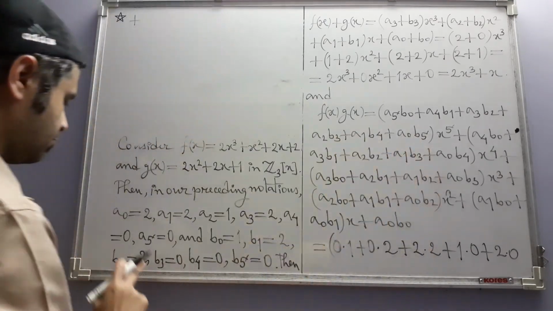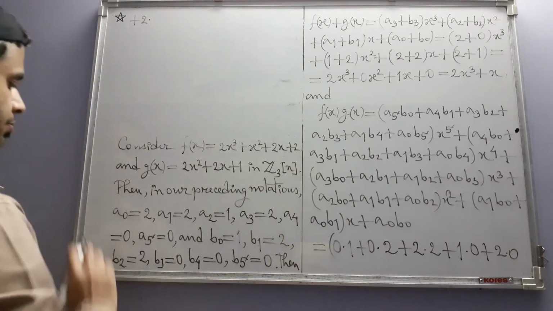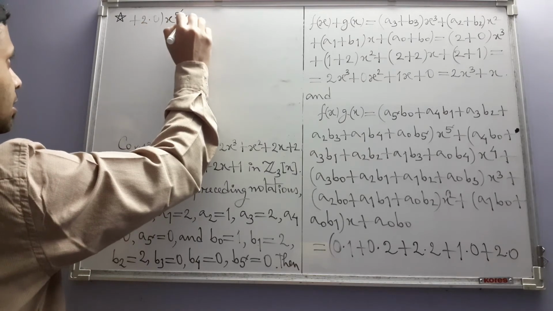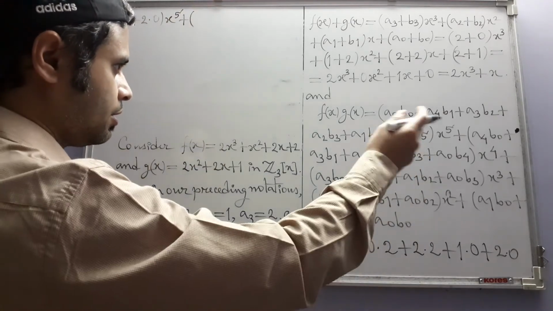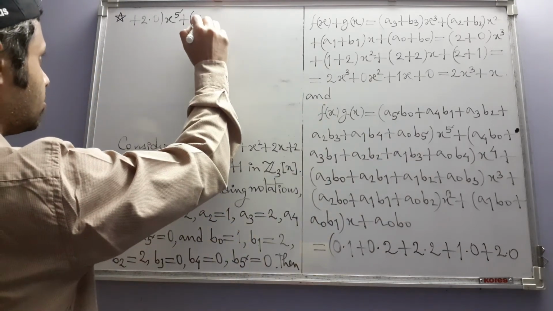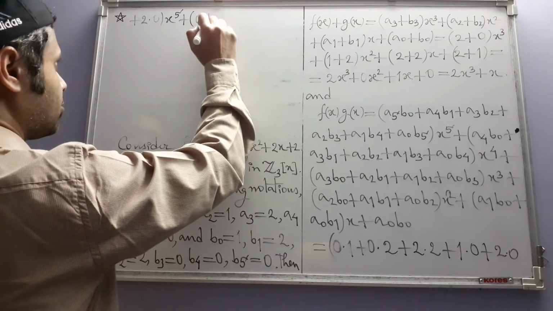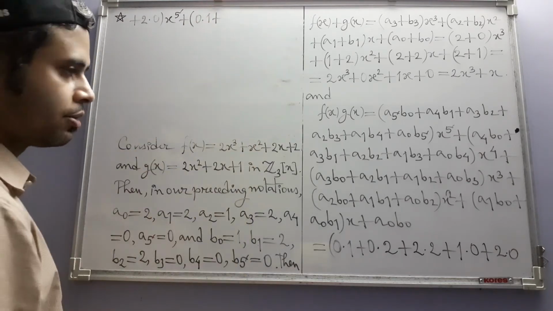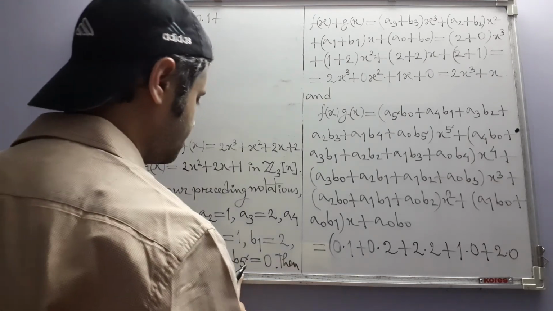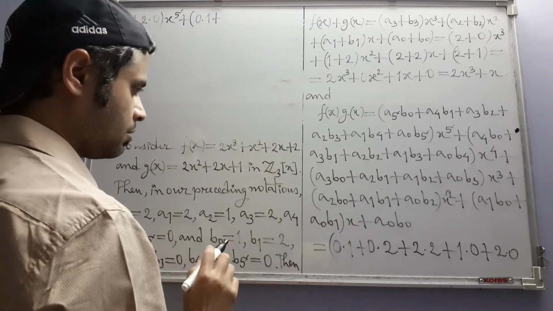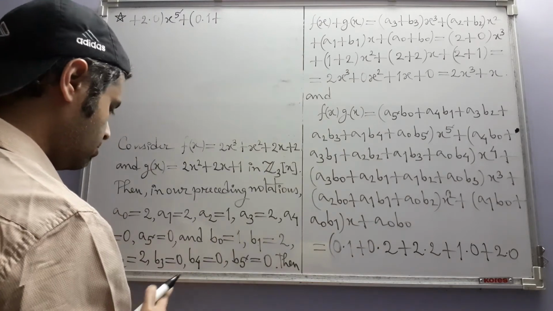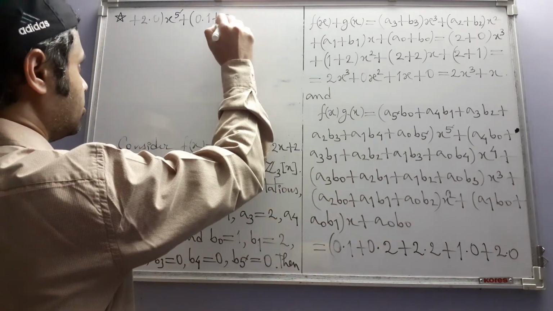Then a naught b5, a naught is 2, b5 is 0. So times x to the power 5 plus a4 b naught, a4 is 0, b naught is 1. In fact, if we have any ai or bj 0, there is no need to write the other term because it will vanish anyway. Okay, then a4 b naught, a3 b1, a3 is 2, b1 is also 2.